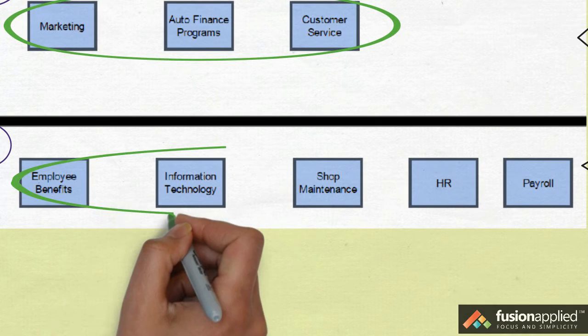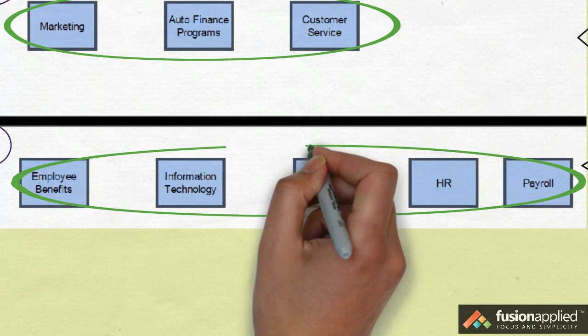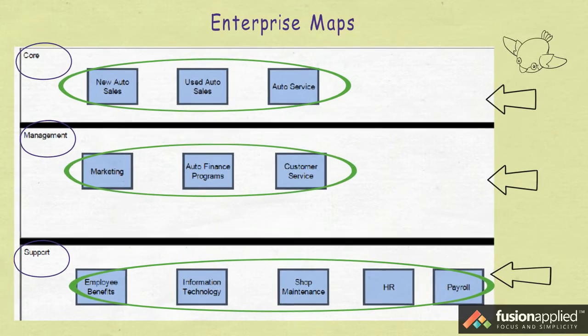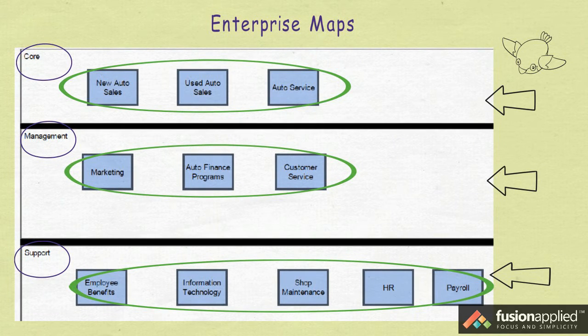The support swim lane could contain process areas that could be fundamental to operating an organization. For example, what we have here is employee benefits, IT, shop maintenance, HR, payroll, etc. When creating enterprise map models for your own organizations, you can change the names of these default lanes, and you can also add additional lanes as necessary. You can also link process areas within a swim lane to a value chain model, which we'll look at next.